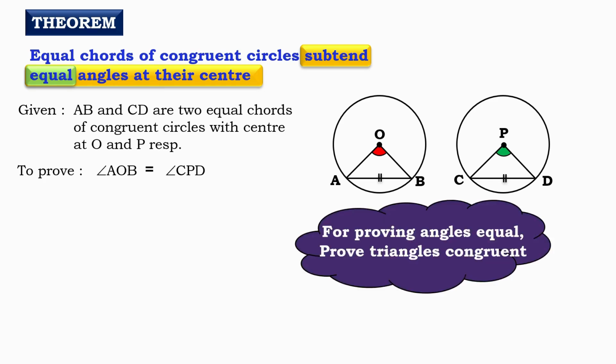Okay. So given and to prove, first we have written. Now we have to understand what we need to prove over here. Means how we are going to proceed with the proof. So for proving the angles equal, first thing what we need to do, we can clearly see that here two triangles are forming. One is triangle AOB, another is triangle CPD. If we can prove that these two triangles are congruent, then we can easily prove that angle AOB and angle CPD will be equal by using the CPCT, that is corresponding parts of congruent triangle.